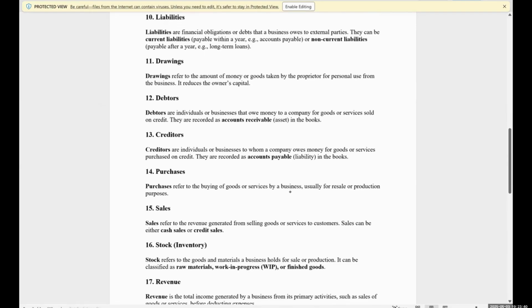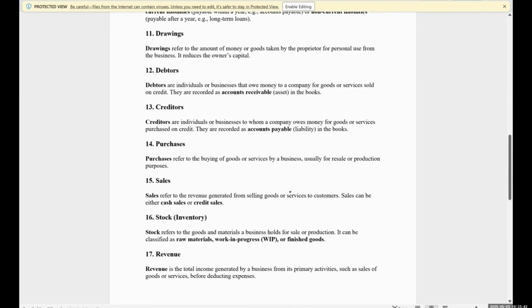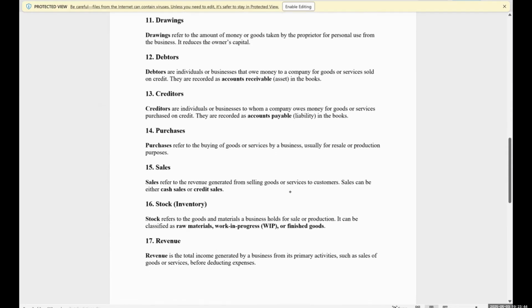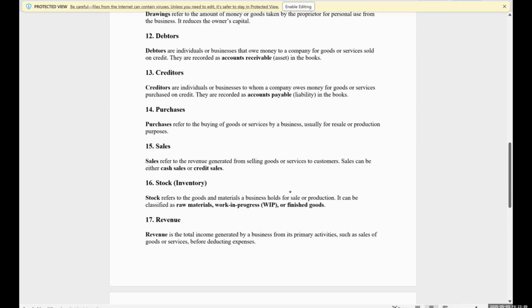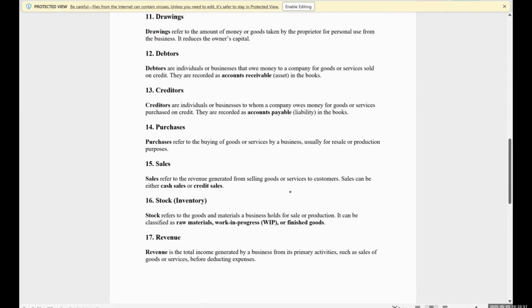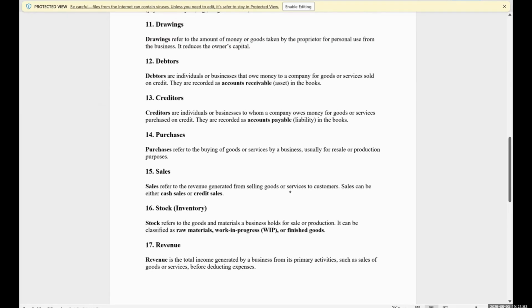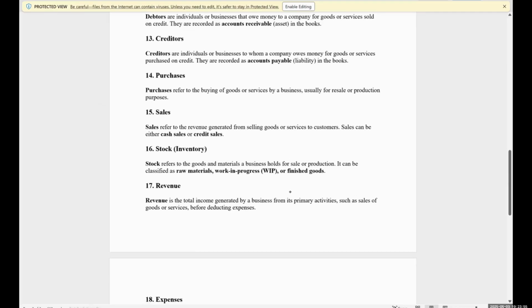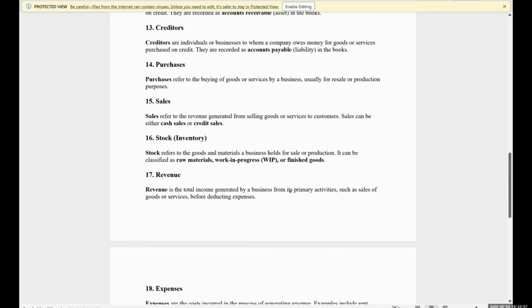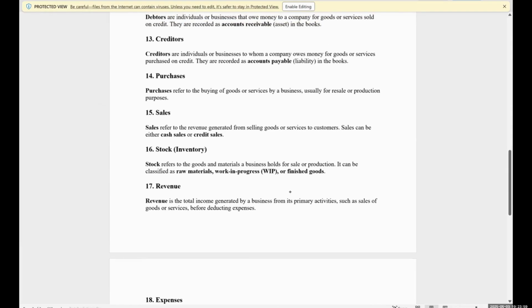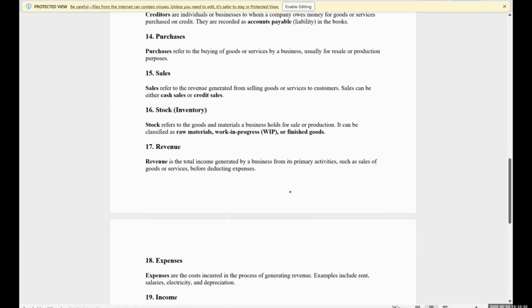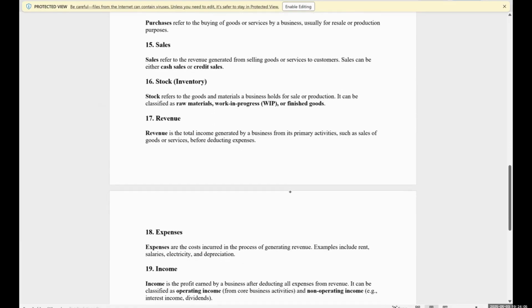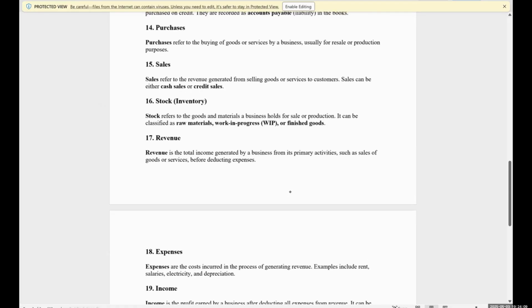Purchase means, do you know what is a purchase? Buying something. Sales means? Selling. Selling a product. Okay. And inventory means? Raw materials. Okay. Revenue means? Expenses? No, revenue.